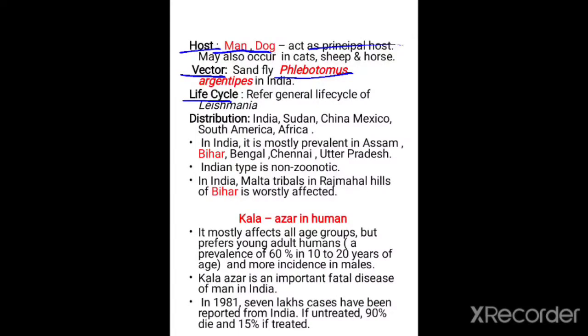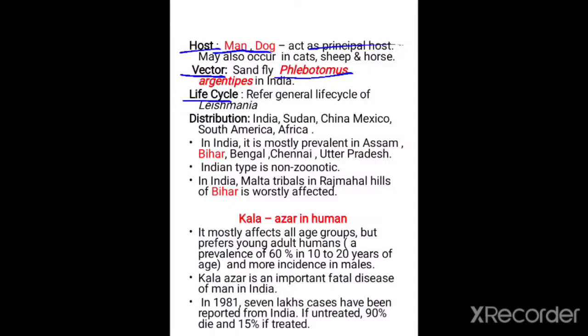And the life cycle includes a cycle in the vertebrate host and in the intermediate host, that is, in the vector. The amastigote form of Leishmania donovani occurs in the vertebrate host, while the promastigote form occurs in the vector.